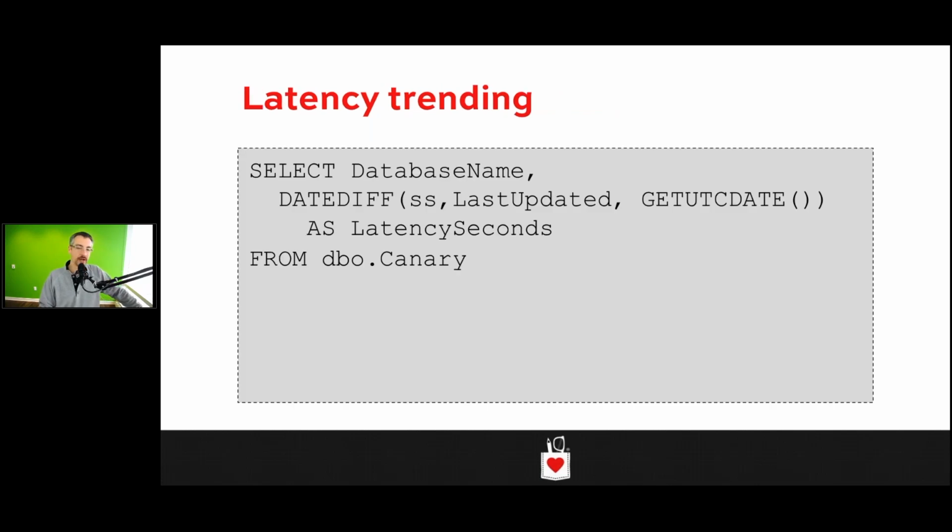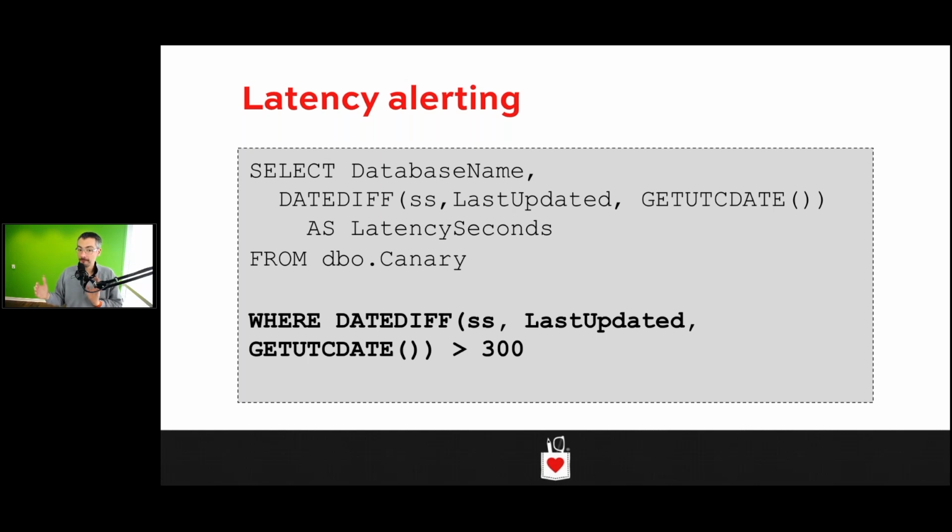It's super lightweight to just update that one record every minute. Then I can trend latency. I can see on my secondaries how far behind they are in terms of seconds. And if I want to alert, hey, if any rows show up from this query, I know I have a problem. If things haven't updated in the last 5 minutes, this secondary table is way far behind.